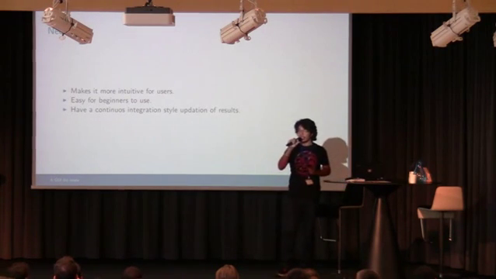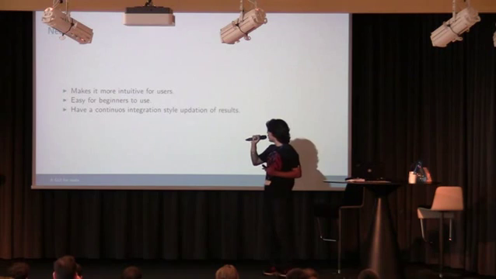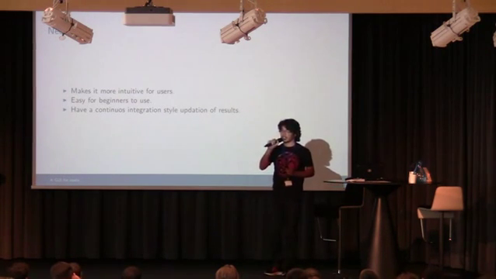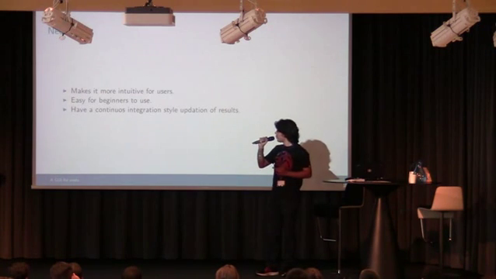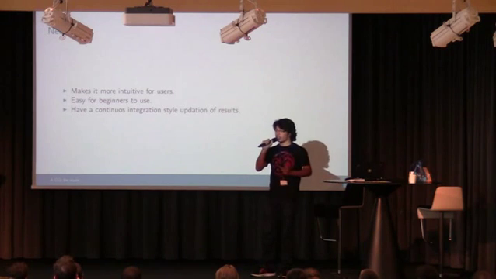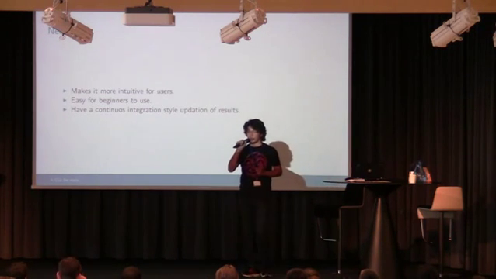And also in the GUI, we want a continuous integration style updation of results. So what we want to do is that every 5 seconds or 10 seconds, we want to check the code base to see if it has been updated, and then we want to update the results on the go so that they're just available whenever you go to the GUI.